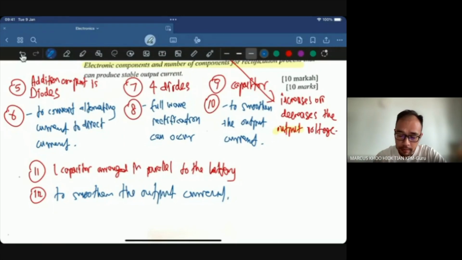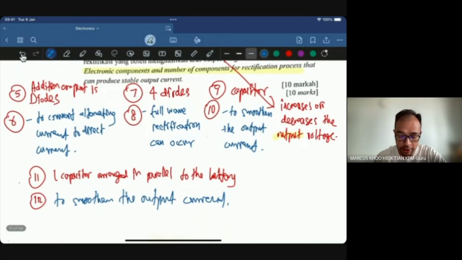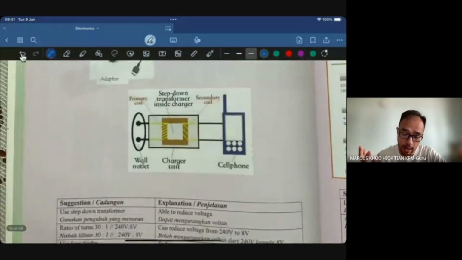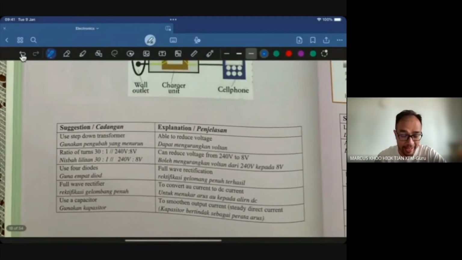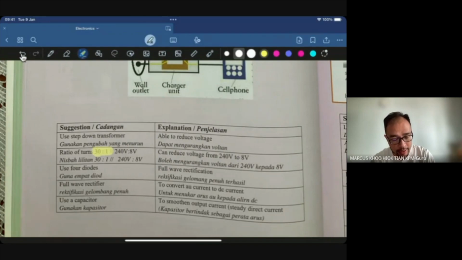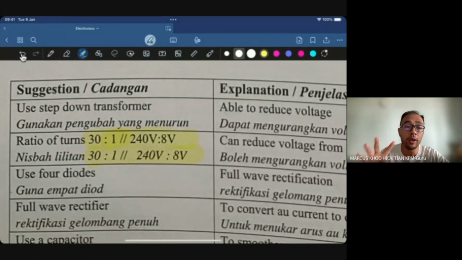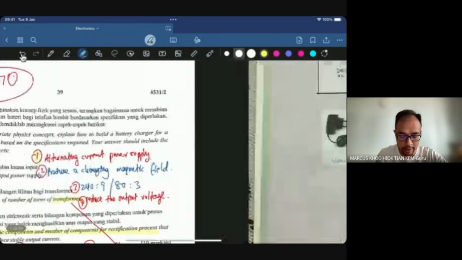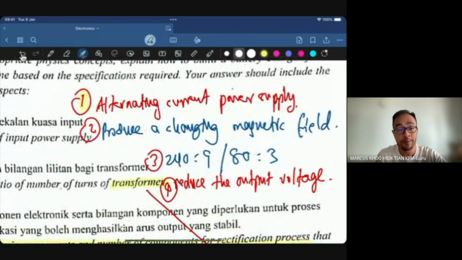All right, let's continue. Oh wow, it's here. Page 70 is here. The only one that I would advise is this 30 to 1, 240 to 8 volts. So the ratio of turns in this question, remember that this answer, the 30 to 1 or 240 to 8, really depends on the question. Our question is 240 to 9 or 80 to 3.